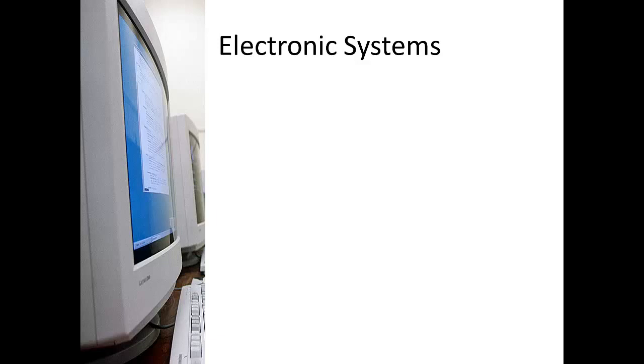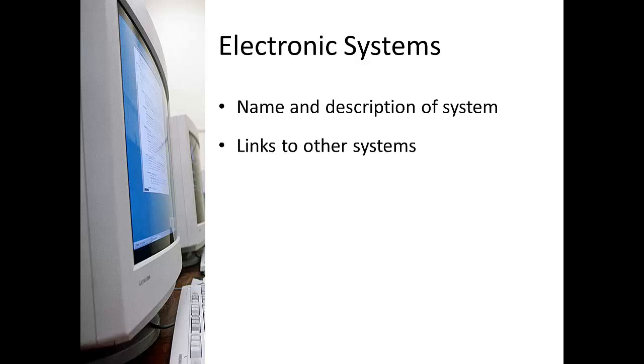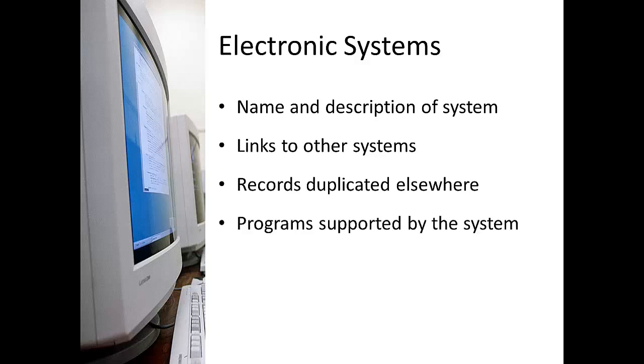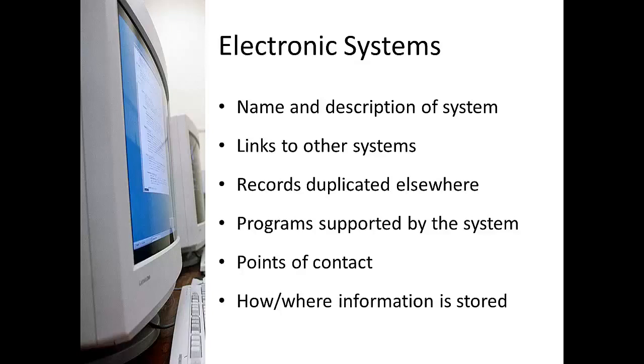The information we gather for electronic systems is pretty similar. We ask questions like, what's the system called? Is it related to any other records or systems? What programs are supported by the system? That's critical information because you want to be sure that all the stakeholders' interests are included when you're building your schedule. Just like with traditional series, we also capture information about the business and technical points of contact for the system and information about how and where it's stored.